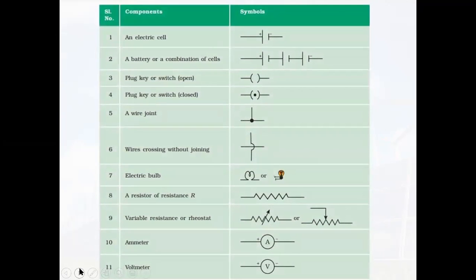These are the symbols of the components: electric cell, battery, plug when switch is on, and when switch is off, wire, wire crossing without join, electric bulb, resistance, variable resistance, ammeter, and voltmeter.